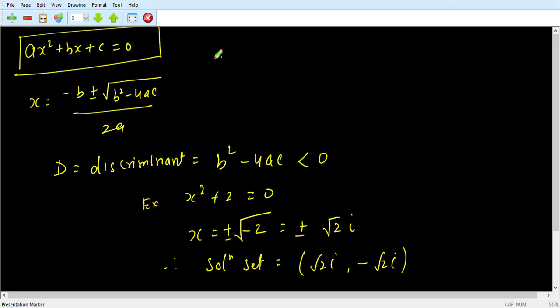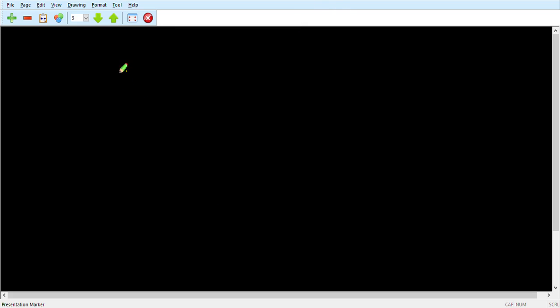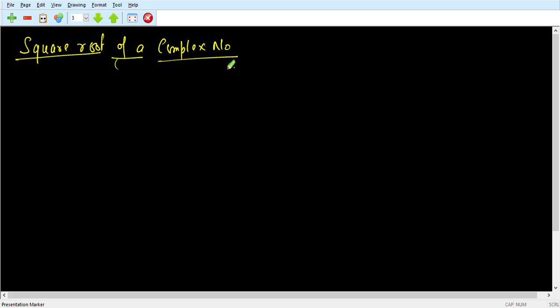Now in today's lecture we are interested to deal with square root of a complex number. So see, complex number is the father of all number, means any real number can be represented by a complex number, but a complex number cannot be represented by a real number always.